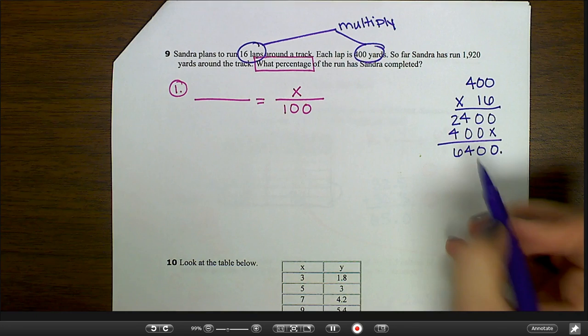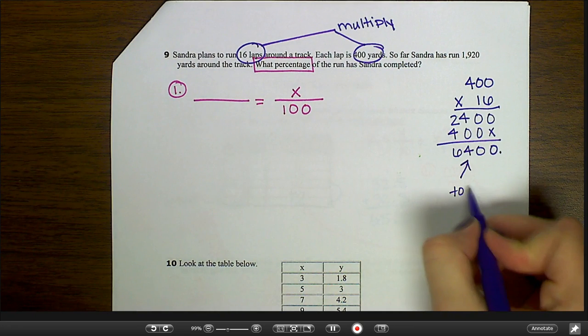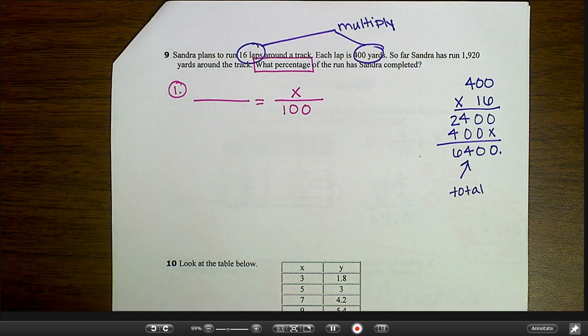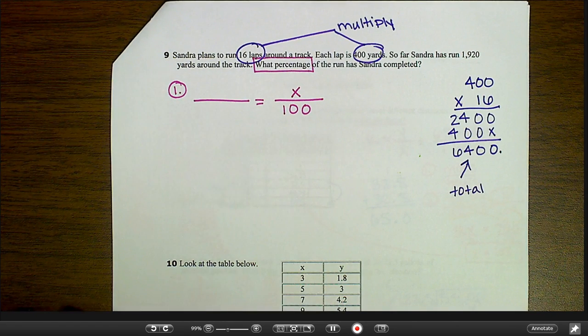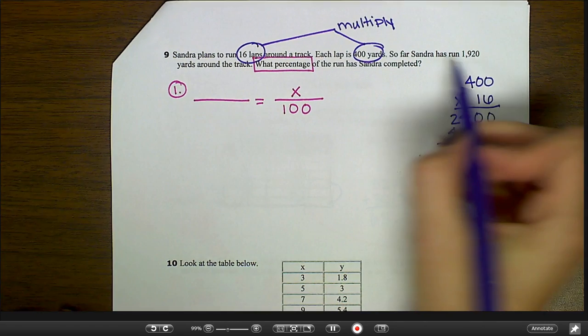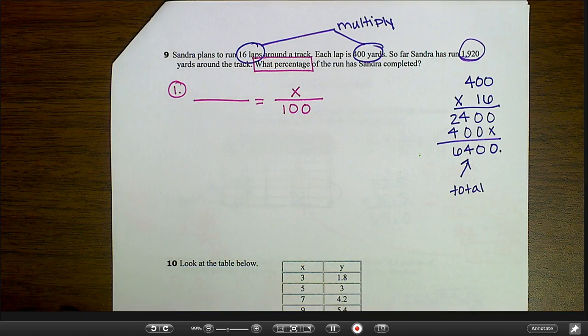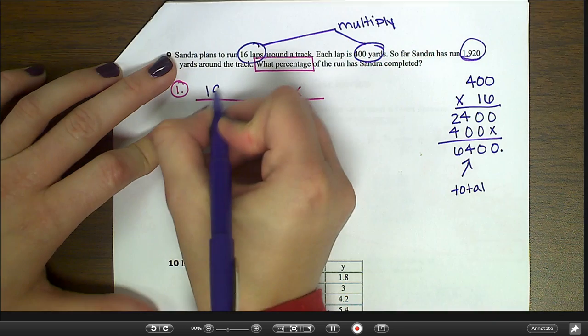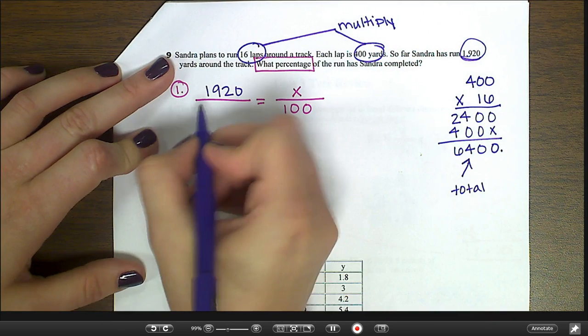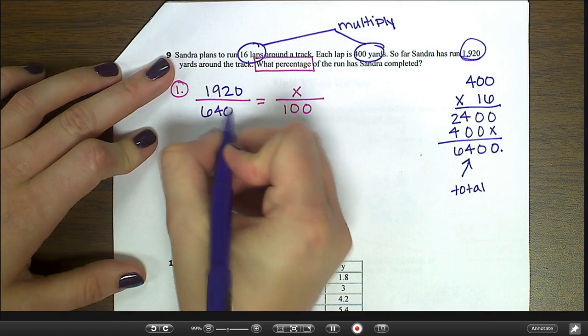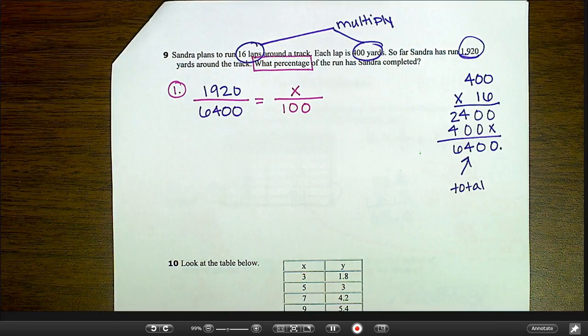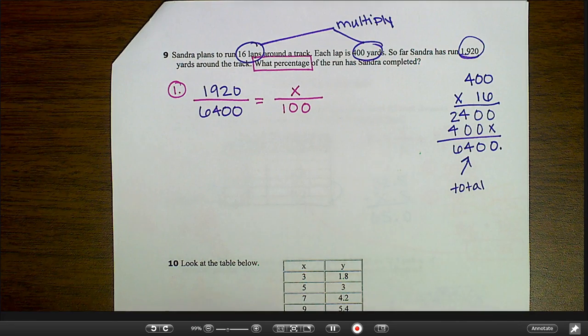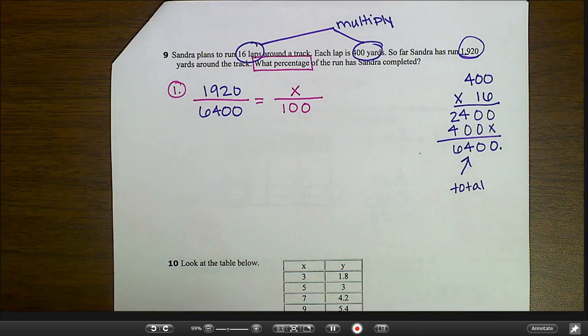This is 6,400. Total, this is my total. This is how much she wants to run in all. And so far, she's run 1,920 yards. So I know that that's the part that she's completed. So 1,920 over 6,400. So we can go ahead and start cross-multiplying.